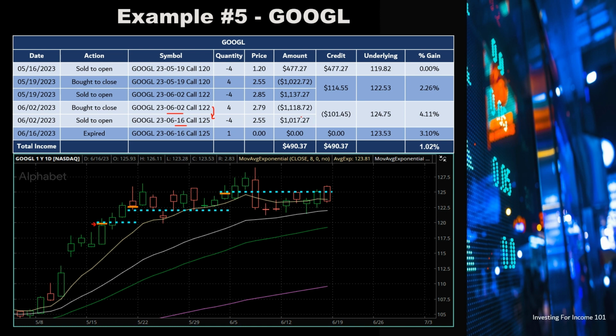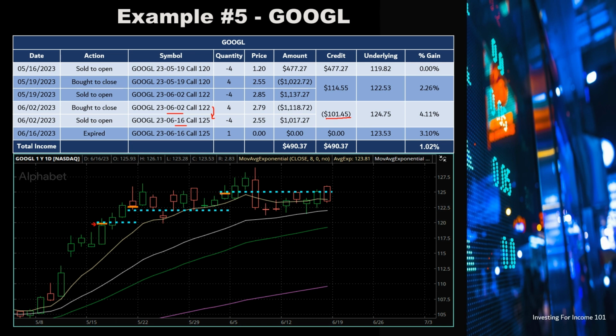And this time I had to pay a little bit to get it to happen, right? So because I wanted to roll further, I wanted to make the call strike price even higher. So if I went to say 124, then I could get positive credit. But because I wanted to go to 125, I had to pay a little bit, right?